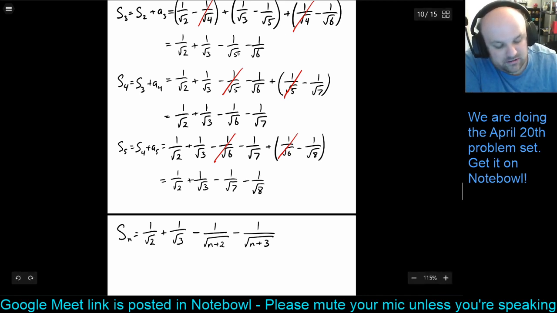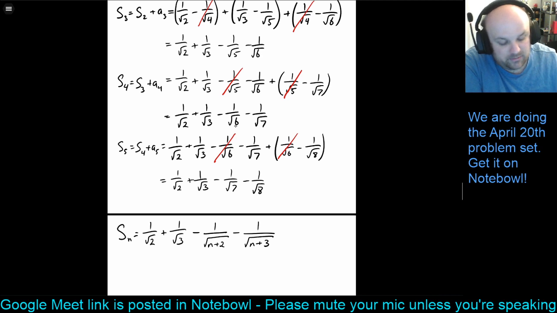And if you notice here, we have root 5 and root 6 for S3. So that's 2 and 3 higher. Here we have root 6 and root 7 for S4. Those are 2 and 3 higher than 4. Here we have 7 and 8, which are 2 and 3 higher than 5, and so on.